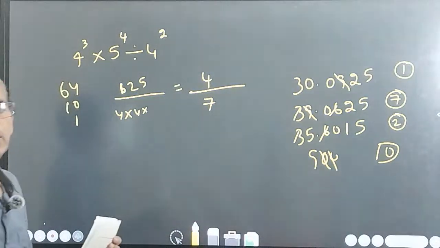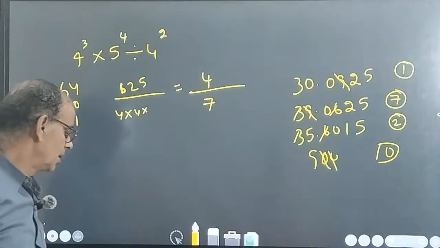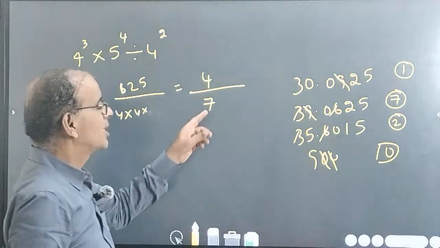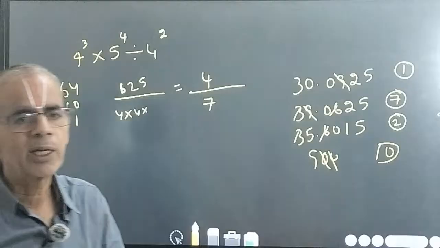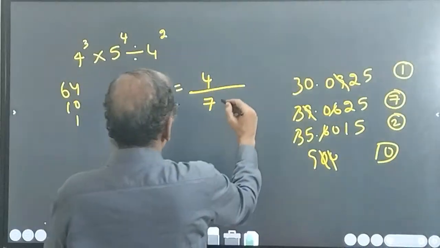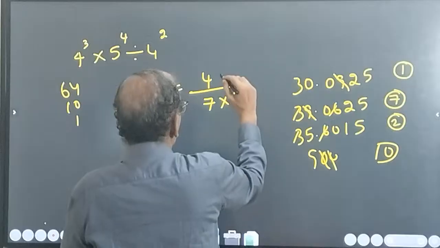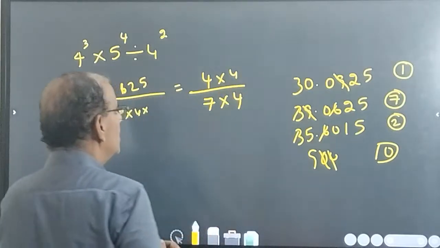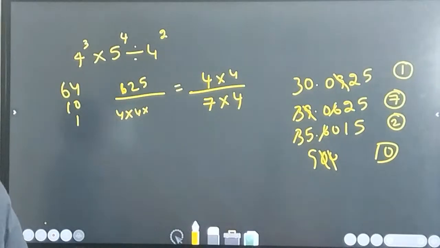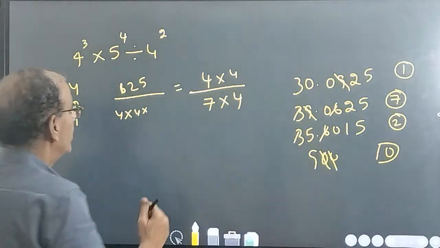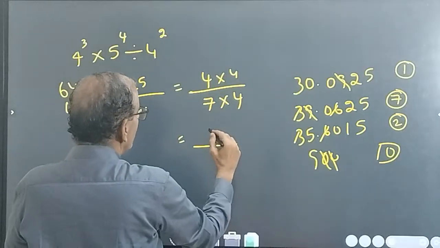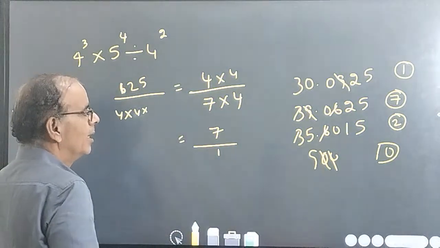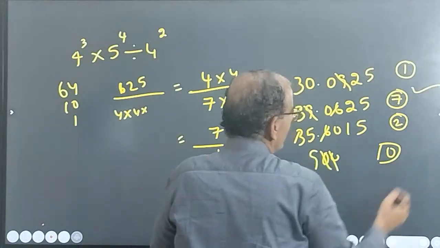See, remember, these are all digit sums. So, whenever 7 comes, our aim should be to make it into 1. How can we do it? I can multiply it by 4. You multiply this also by 4. 7 into 4, how much? 28. 28 means 2 plus 8, 10. 10 means 1 plus 0. So the denominator will become digit sum 1. 4 into 4, 16. 16 means 7. My answer should be this one.